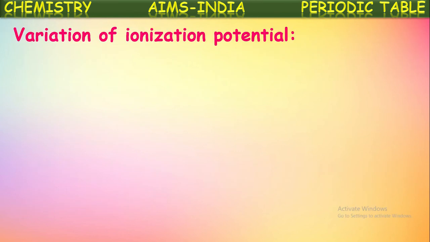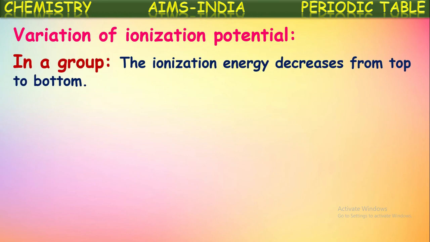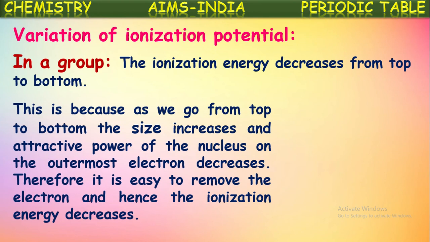Next, let us see the variation of ionization potential or ionization energy in groups and periods, how it trends. First, let us see how it changes in a group. Ionization energy in a group decreases from top to bottom. Why? Because size increases. As we go from top to bottom, the size of the atoms increases and the attractive power of the nucleus on the outermost electron decreases. Therefore, it is easy to remove the electron and hence ionization energy decreases.